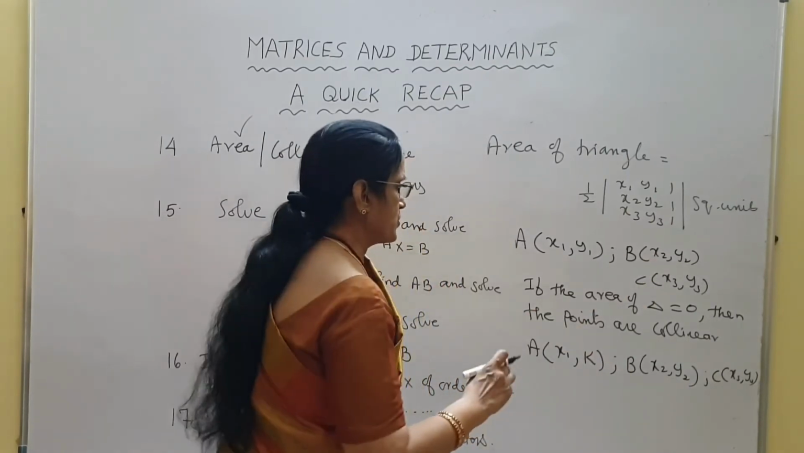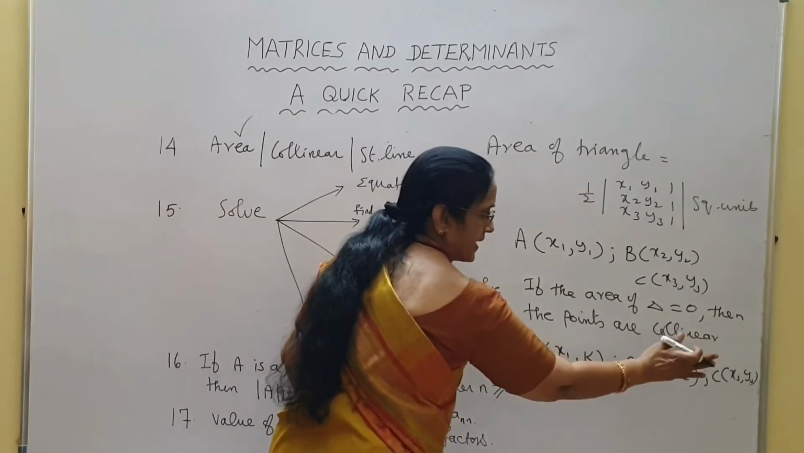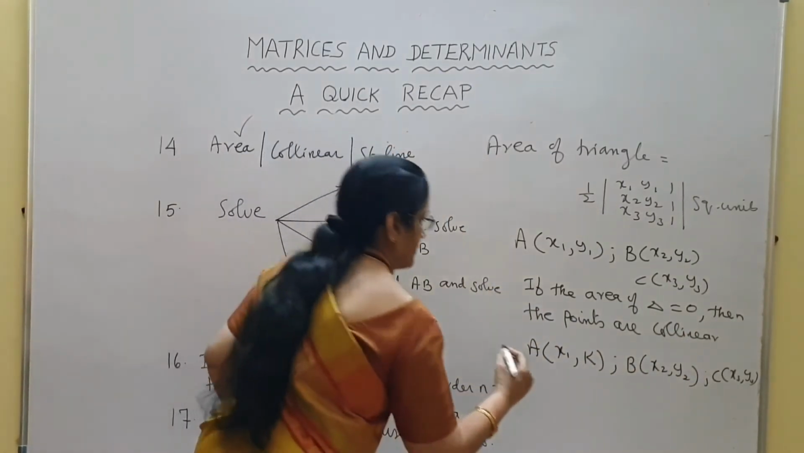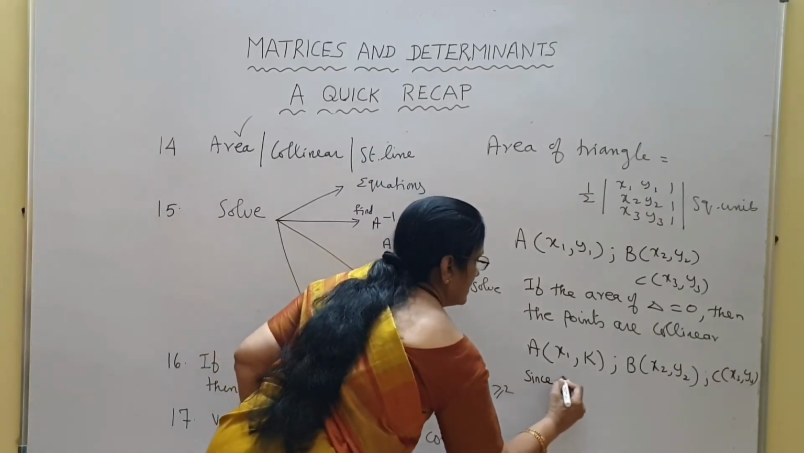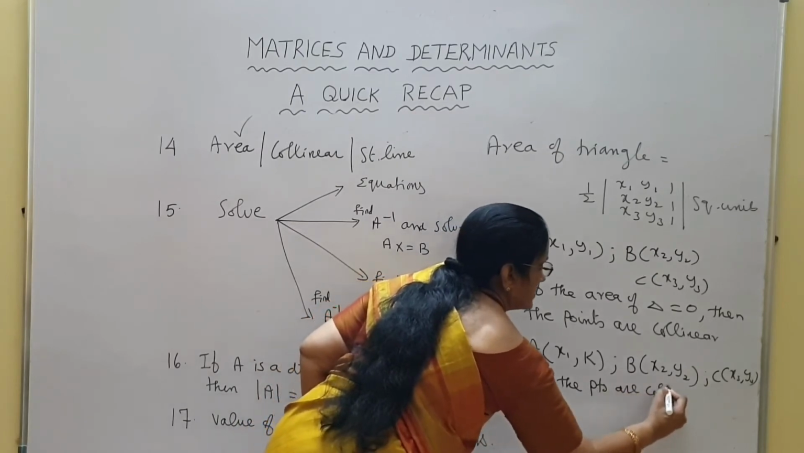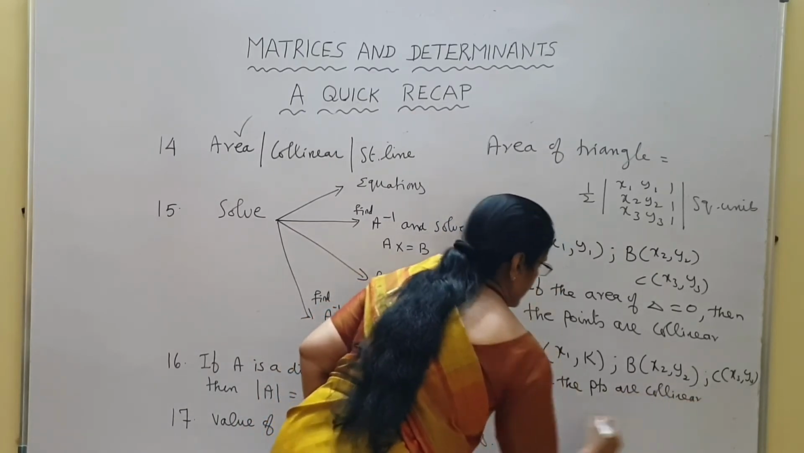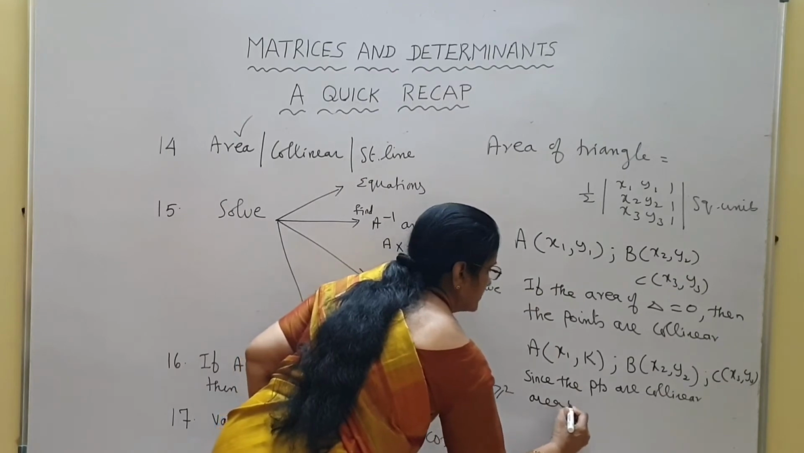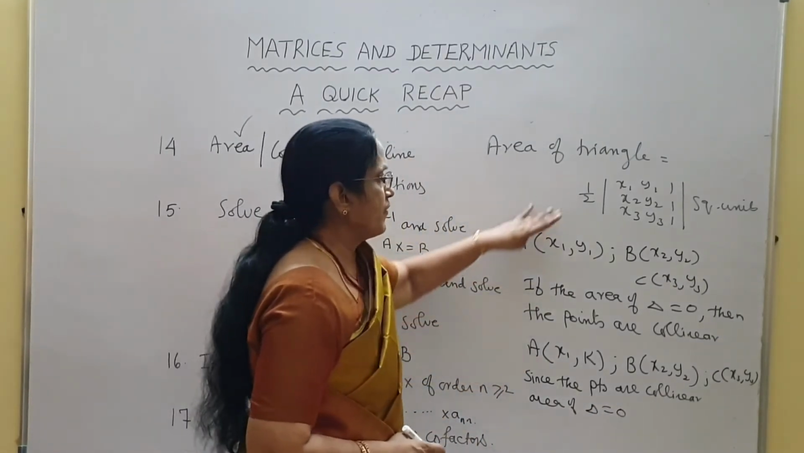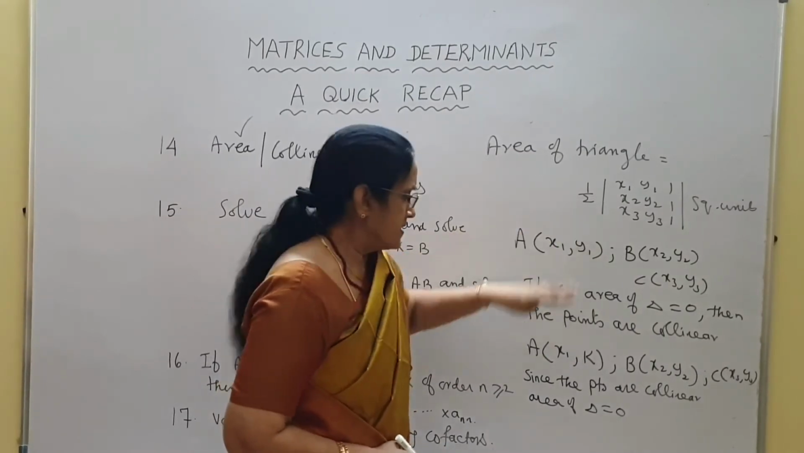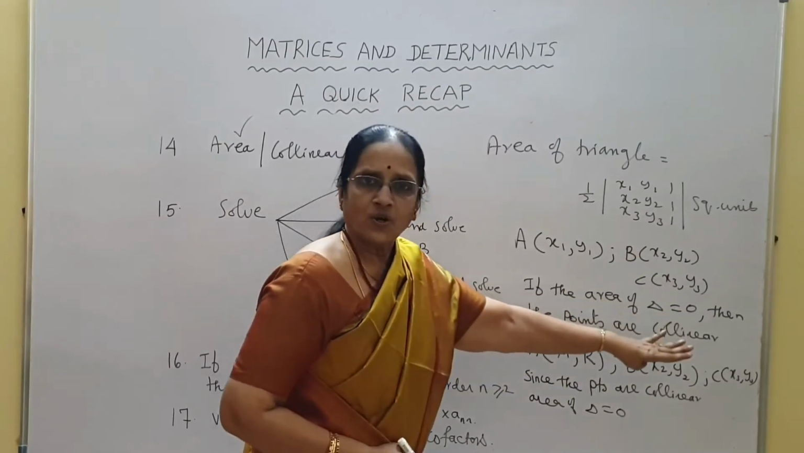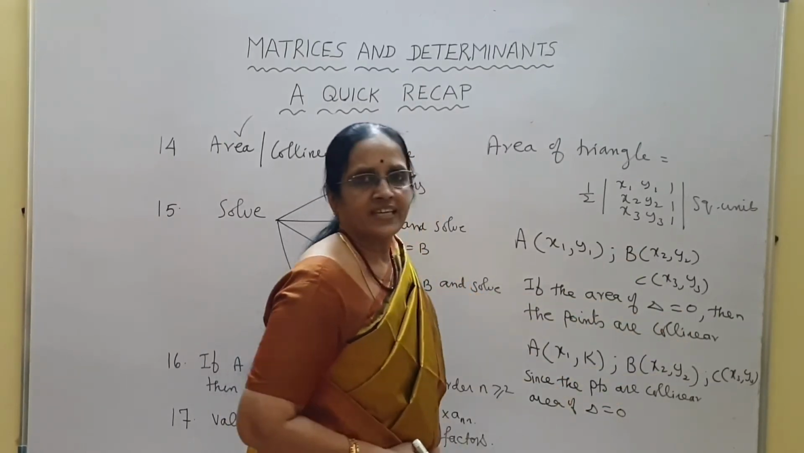In such case, what you should do? Since the points are collinear, area of the triangle is equal to 0. So that point should be written by you. Since the points are collinear, area of the triangle is equal to 0. So equate, you know the formula for finding area of the triangle. Substitute these coordinates and equate to 0 and get the value for k.